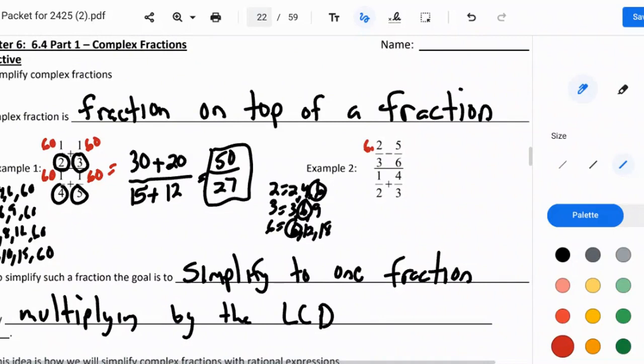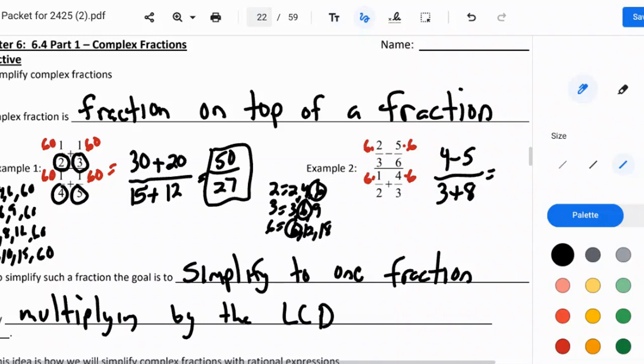So the top left, the top right, the bottom left, and the bottom right, I'm going to multiply all the numerators by that LCD. When I do that, I'm left with 12 on the top left, 6 times 2. Then 12 divided by 3 gives me 4. There's a minus sign. 5 times 6 is 30. 30 divided by 6 is 5. The bottom left is 6 times 1 is 6. Divided by 2, you get 3. And then the bottom right, 4 times 6 is 24. Divided by 3, you get 8.